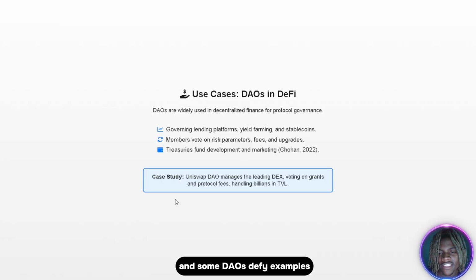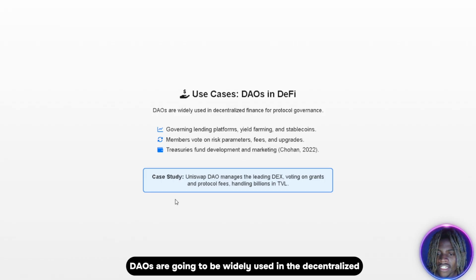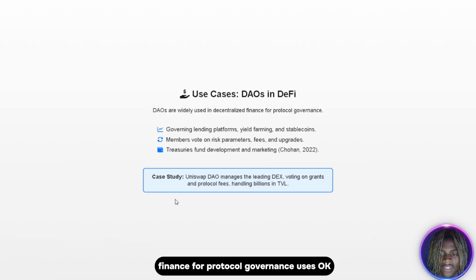And some DAO and DeFi examples. DAOs are going to be widely used in decentralized finance for protocol governance, governing lending platforms, yield farming, and stablecoins.